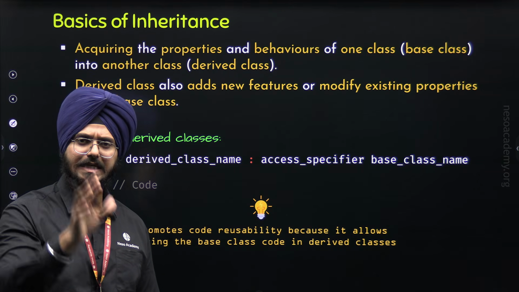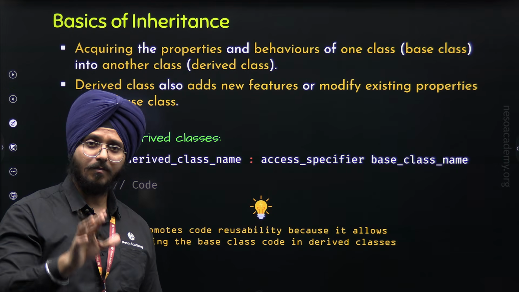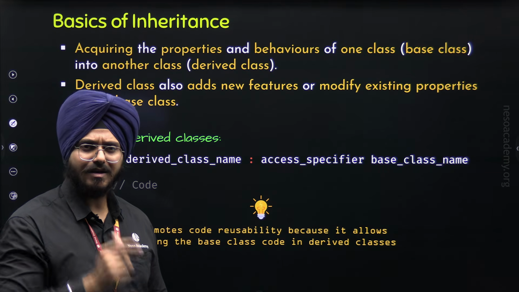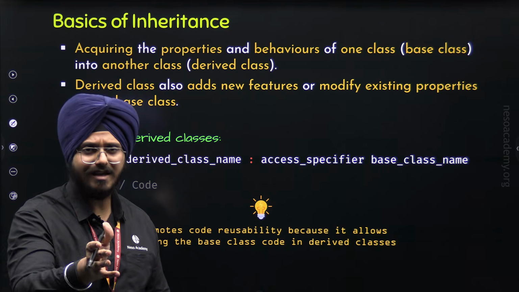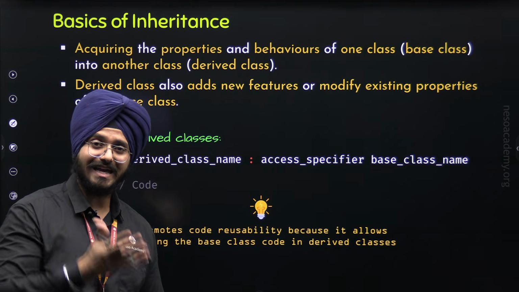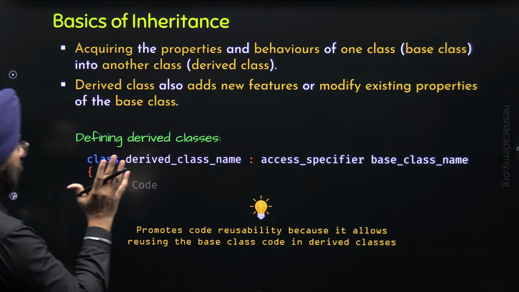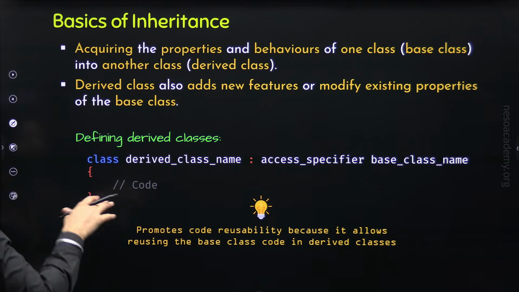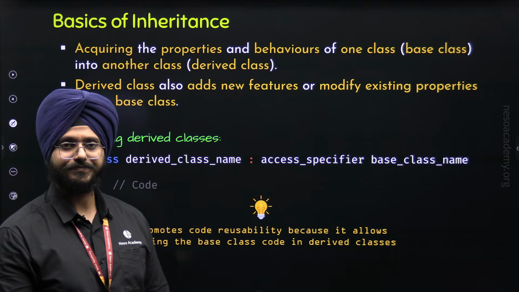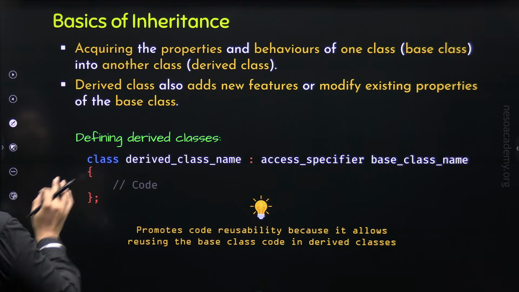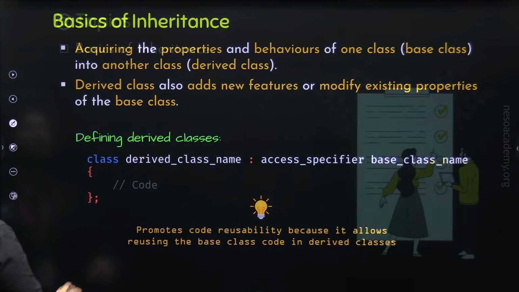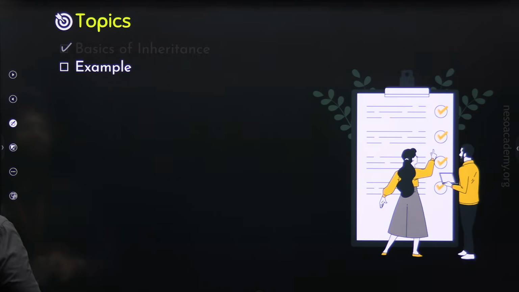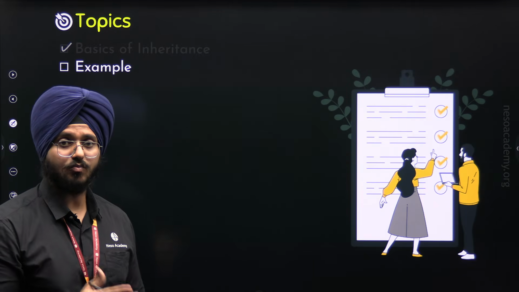We do not have to define data members and member functions that are common to all the classes in all the classes. Instead, we can define them in one class and allow other classes to inherit from that class. This is what inheritance is all about, and this is the importance of inheritance. It promotes code reusability, and hence it reduces the repetition of the code. So with this, we have properly understood the basics of inheritance. This means we are done with the first topic. Now let's move to the second topic and let's understand through an example how inheritance works in C++.